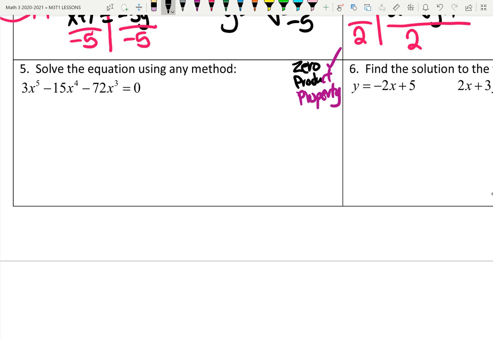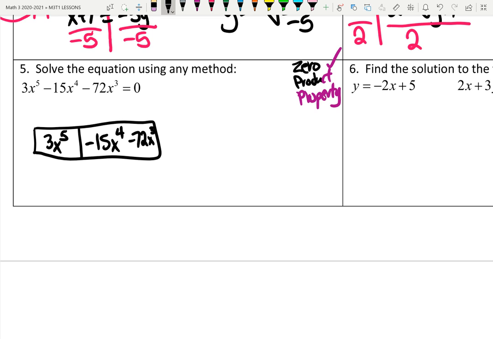So I need to think about basically what multiplies to be 3x to the 5th, negative 15x to the 4th, and negative 72x to the 3rd. Well, I know that 3 goes into 15 and 3 goes into 72. So 3 times 1 is 3. 3 times negative 5 is negative 15. And then I can use a quick calculator if I need to, but 3 times negative 24 will be negative 72.